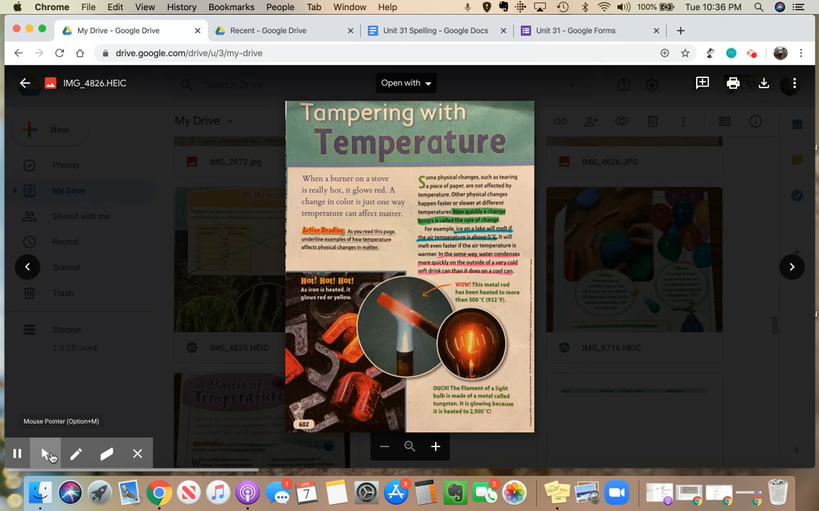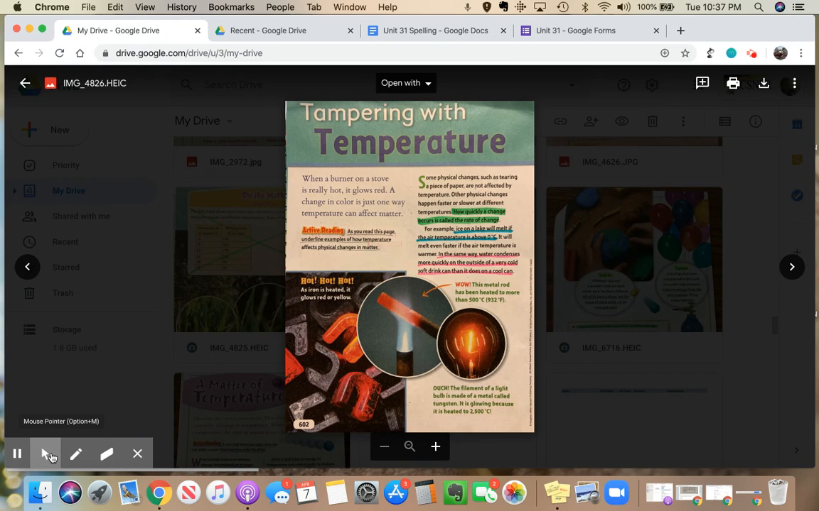When a burner on a stove is really hot, it glows red. A change in color is just one way temperature can affect matter. With the act of reading with your pencil, I need you to underline. As you read this page, underline examples of how temperature affects physical changes in matter. Let's keep that in mind. The physical changes in matter is what we're underlining, the examples of it. I'm going to start reading the paragraph, so I need you to follow along with me with your highlighters.